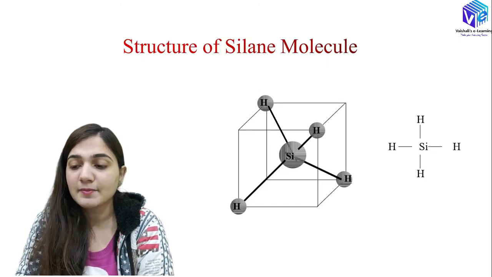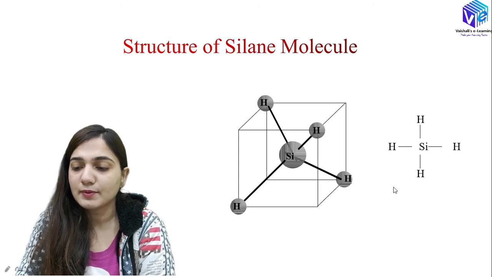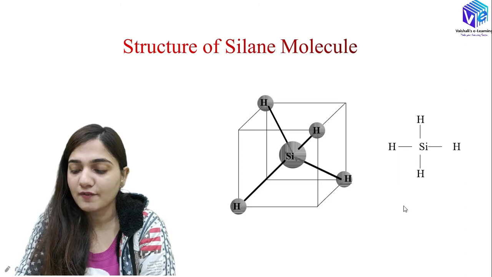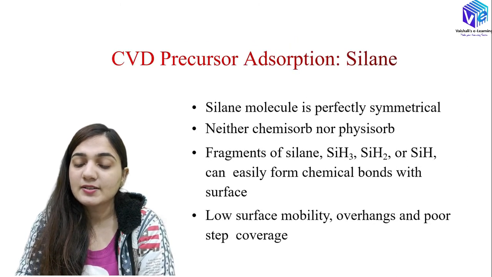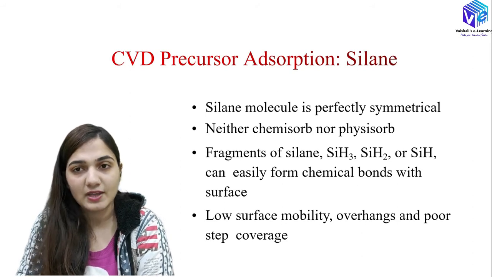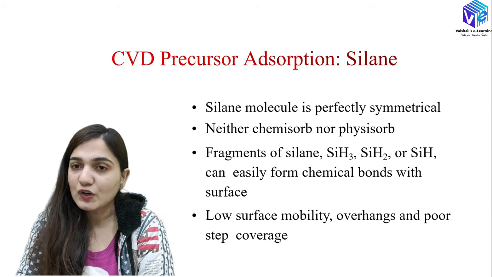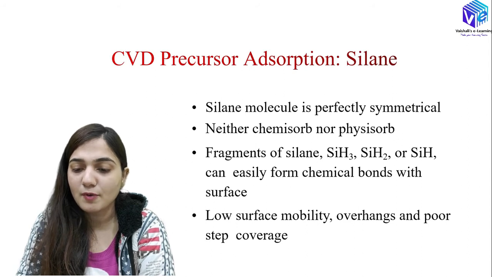It is a highly symmetric structure. You can see the structure of silane. We have the silicon atom and 4 hydrogen atoms associated with it. So this is the symmetric structure of silane. Now coming to the various other properties of silane, it has a perfectly symmetrical structure, which we have already seen. It is neither going to chemisorb nor physisorb on the surface.